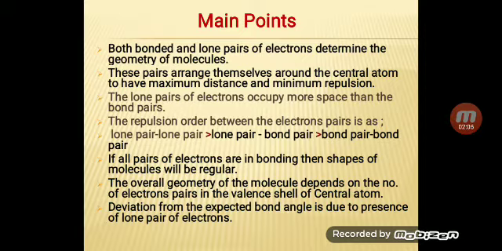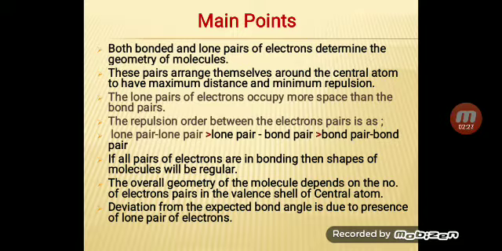Fourth point, the repulsion order between the electron pairs is as follows: lone pair-lone pair repulsion is greater than lone pair-bond pair repulsion, which is greater than bond pair-bond pair repulsion. Fifth point, if all pairs of electrons are in bonding, then the shape of the molecule will be regular.